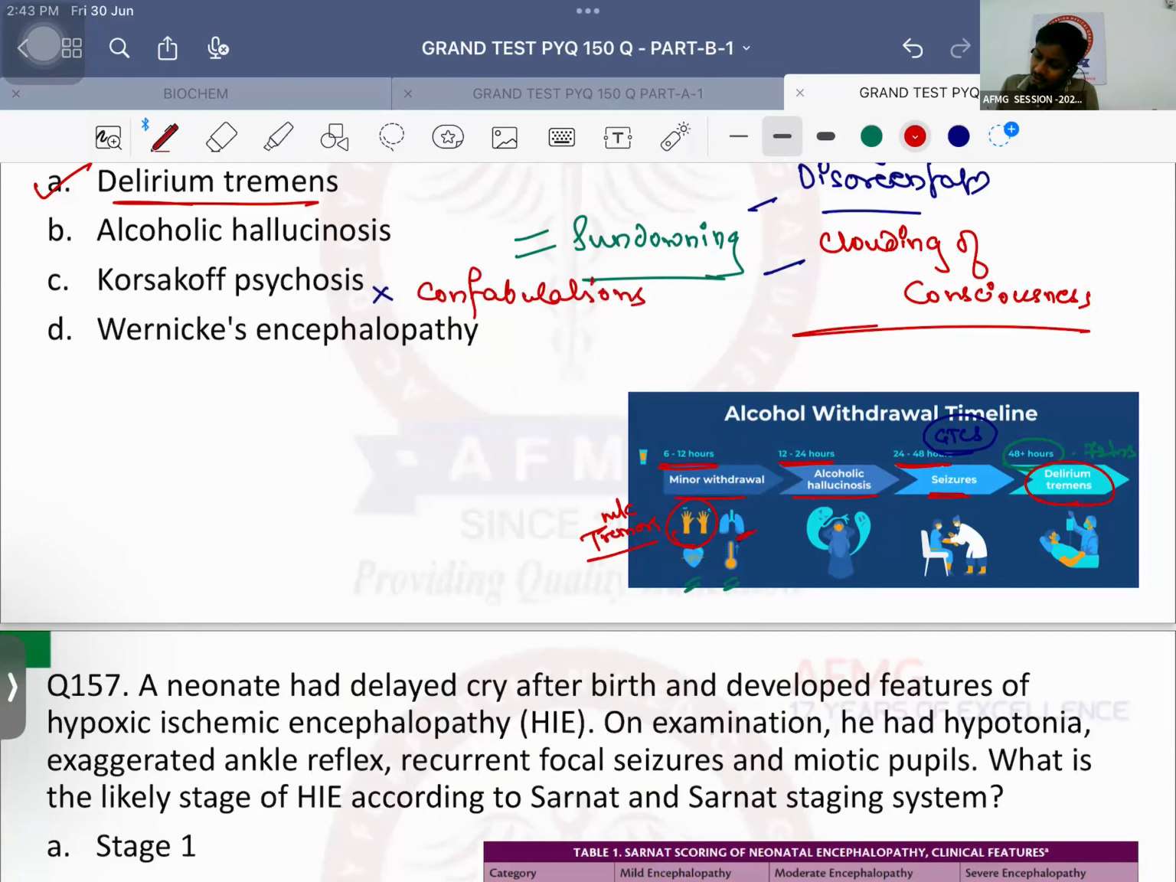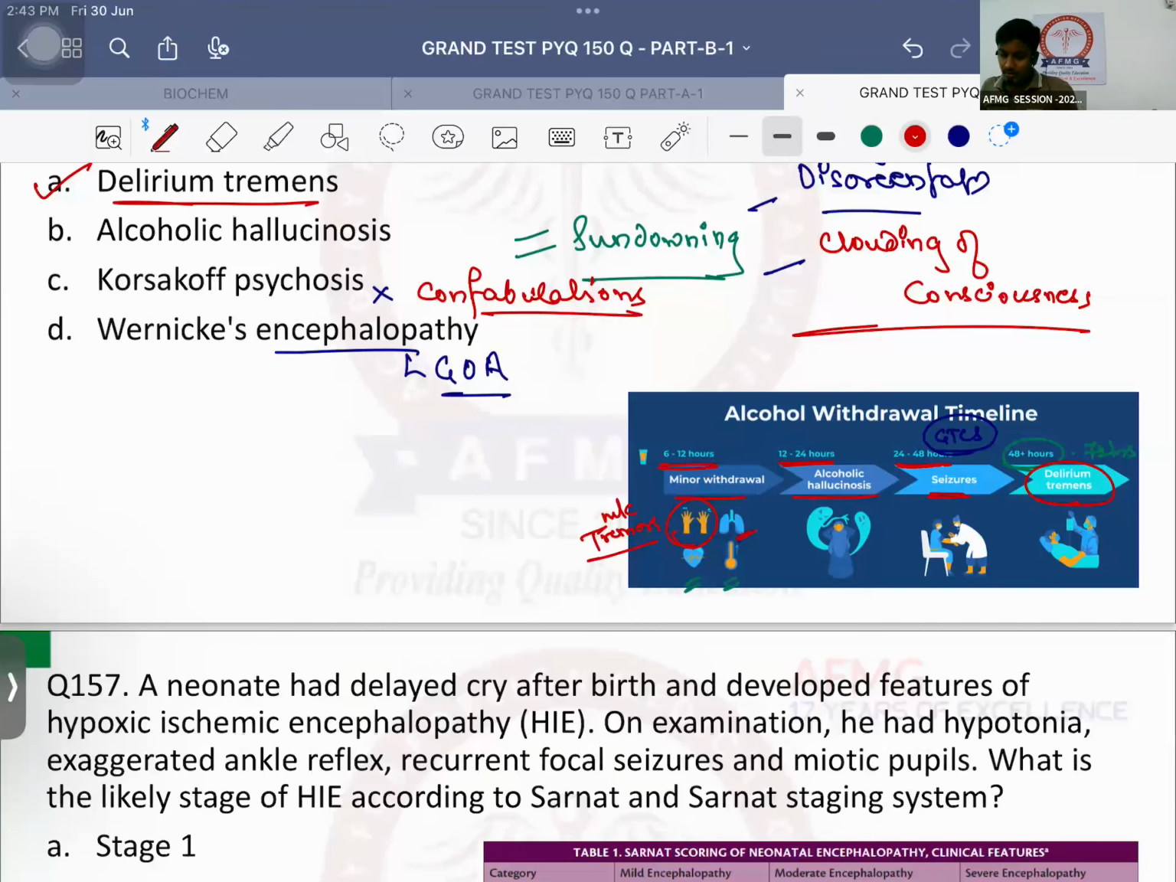Confabulation is a characteristic feature associated with which disorder? Answer was Korsakoff psychosis, okay? Wernicke's encephalopathy is characterized by the classical triad. It is again not acute in onset, okay? And both of these are not in alcohol withdrawal. Both occur in alcoholism, not in alcohol withdrawal.